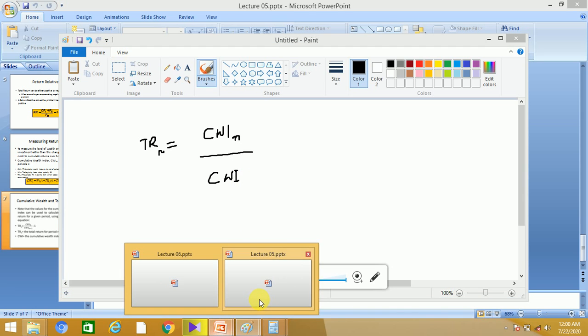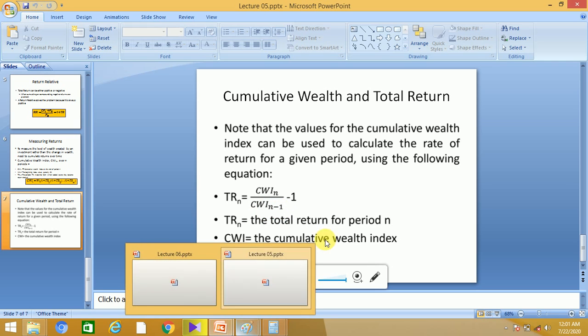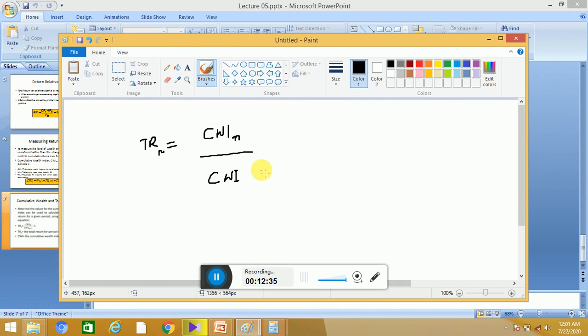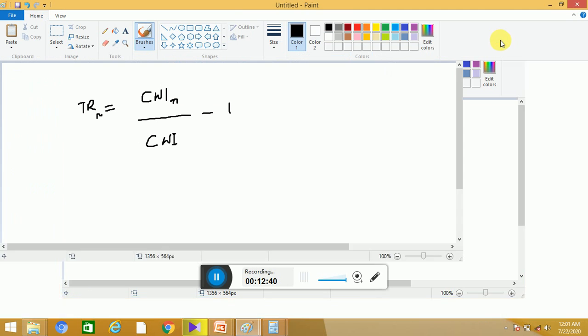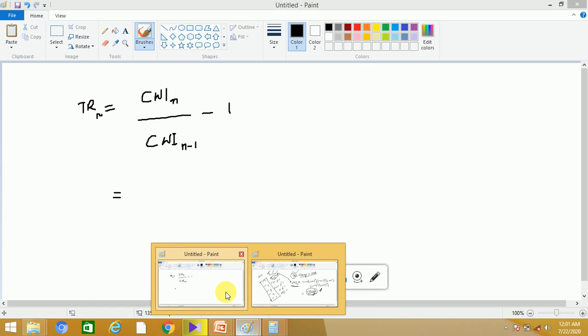See here, cumulative wealth index n minus 1, if you are calculating it for 4 years, for 5 years, whatever that is, and minus 1. Now see, after n periods, here is n minus 1. Now after n periods, what is our cumulative return?